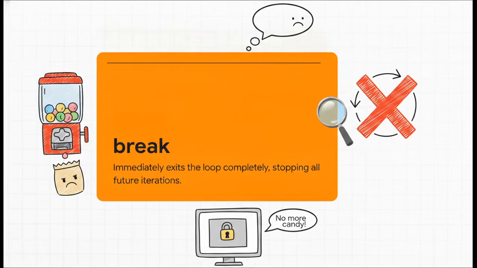The answer is the break statement. You literally just drop break into an if condition, and the moment you run out of candy, it instantly kicks you completely out of the loop. You can print a nice little out-of-stock message without crashing the program and without your machine aggressively dispensing thin air.